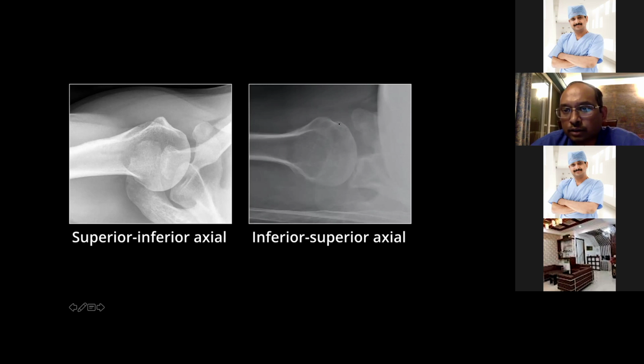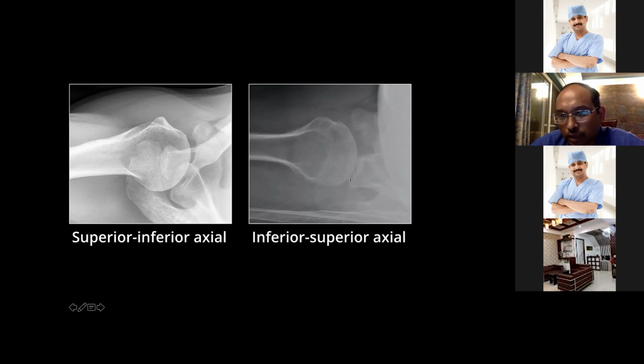In the infero-superior axial view, you can see that the acromioclavicular joint is not overlapping on the humeral head, as was seen in this view. So the humeral head is more well exposed without any overlapping structure, and we can see any subtle pathological changes in the humeral head, be it a small unicortical fracture or a sclerotic or a lytic lesion.